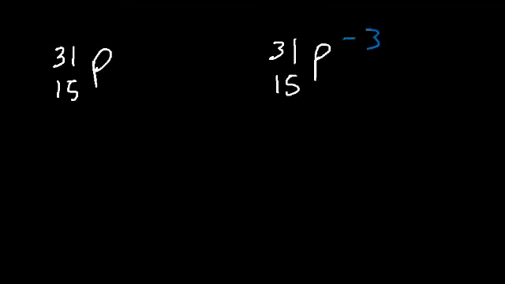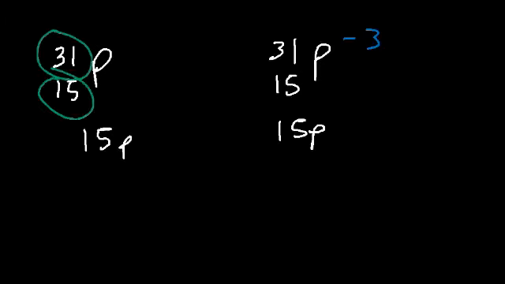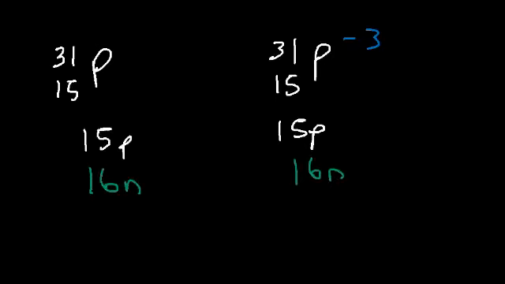Try these two. Phosphorus-31 and also the phosphide ion. Calculate the number of protons, neutrons, and electrons. So the atomic number is 15. Therefore, both of these have 15 protons. To find the neutron number, it's going to be 31 minus 15, which is 16. So both the atom and the ion have 16 neutrons, but they're going to differ in the number of electrons.